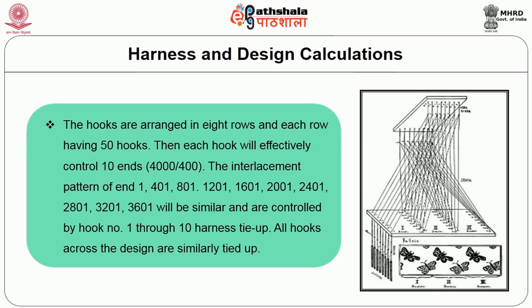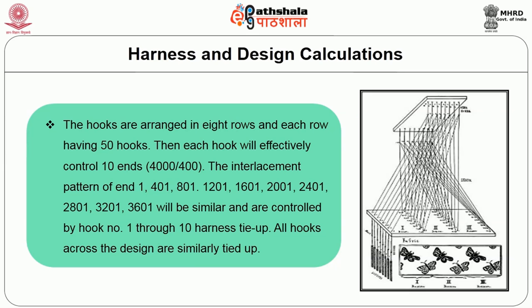The interlacement pattern of ends is the first end, the 401st end, the 801st end, the 1201st end, similarly the 1601st end, 2001st end, 2401st end, 2801st end, and 3201st end. And the last repeat will be the 3601st end. So all of these, numbers 1, 401, 801, 1201, 1601, 2001, 2401, 2801, 3201 and 3601, will be connected to hook number one. So each hook would have 10 harnesses tied up in this order. All hooks across the design are similarly tied up, as depicted in figure 3.2.